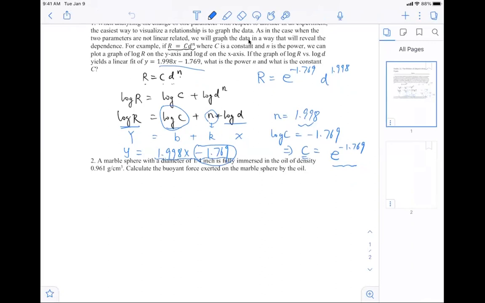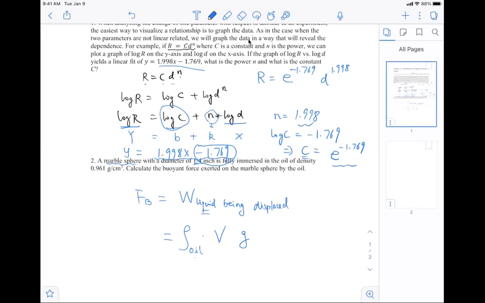Okay, now we have a marble sphere, and we give you the diameter, and we immerse it in oil. What's the buoyant force? Do you still remember how to calculate the buoyant force? It is the weight of the liquid that is being displaced, right? To calculate the weight, you want the mass of the liquid times little g. Mass is density times volume. So it's the density of the liquid, which is oil, times the volume of the oil that's being displaced.